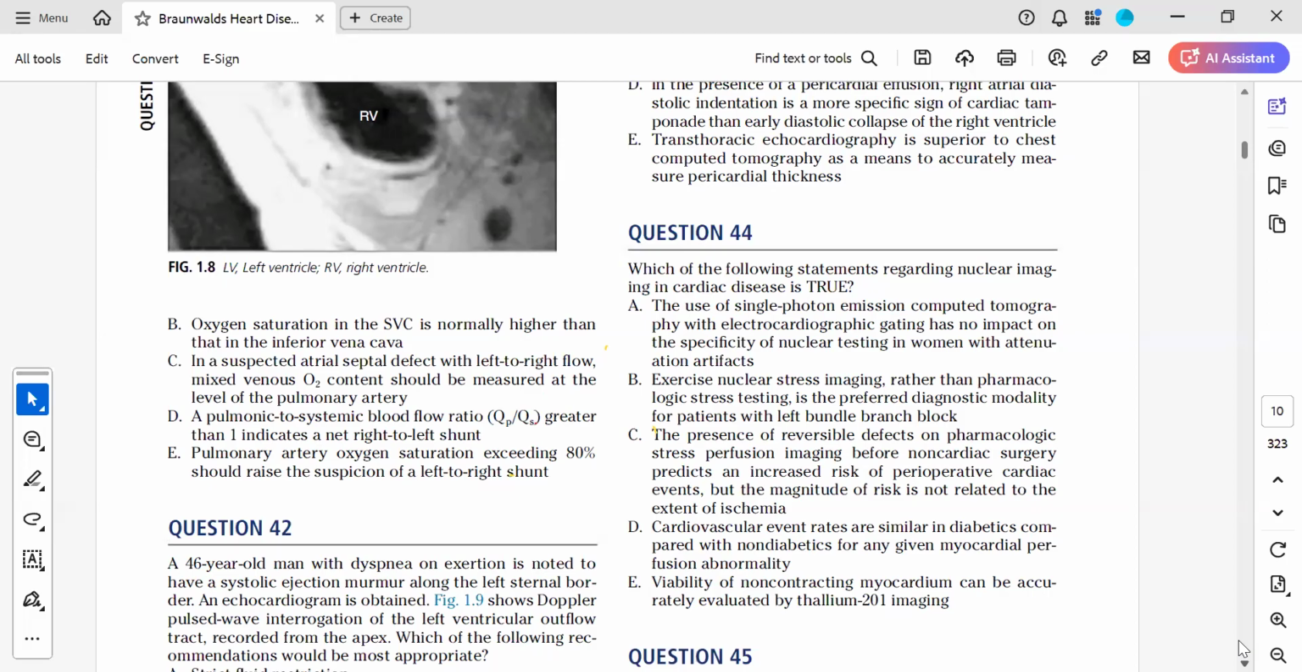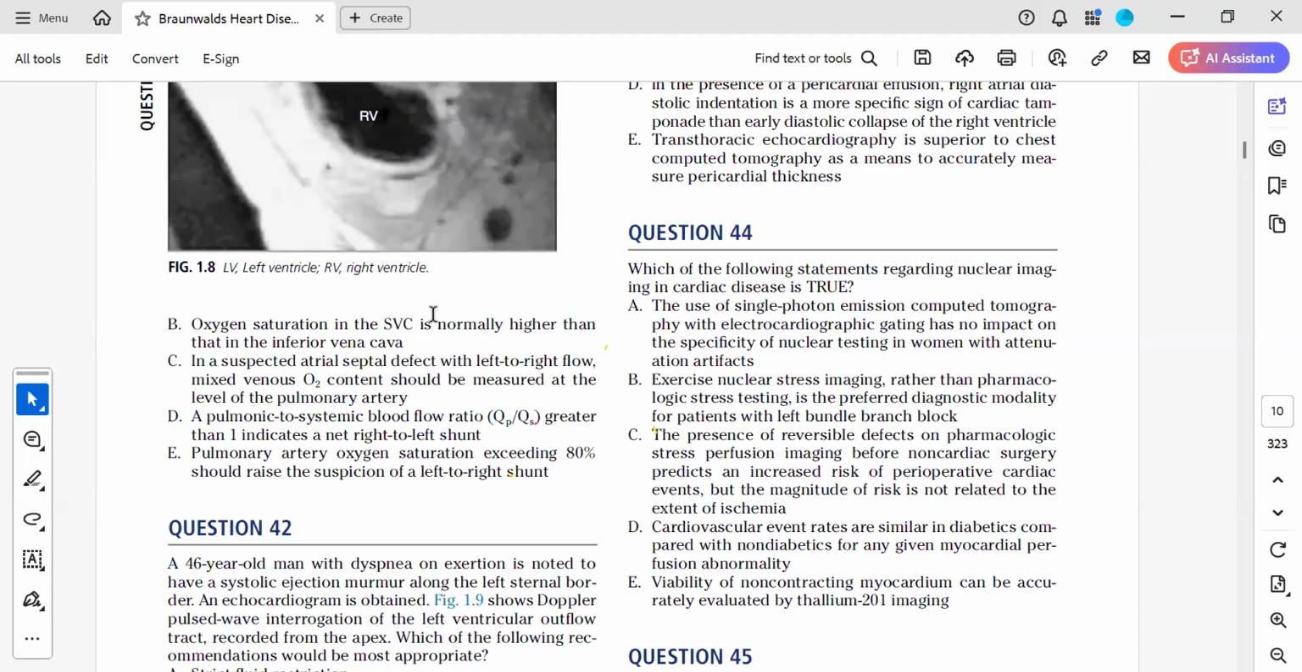For option B, exercise nuclear stress imaging rather than pharmacologic stress testing is the preferred diagnostic modality for patients with left bundle branch block. This is also false. For patients with left bundle branch block, it's preferred to do pharmacologic testing rather than exercise testing, with drugs like adenosine and dipyridamole, which are vasodilators. If exercise nuclear stress imaging is done, you might still have a false positive in such patients with left bundle branch block. So it's preferable to do pharmacologic testing.